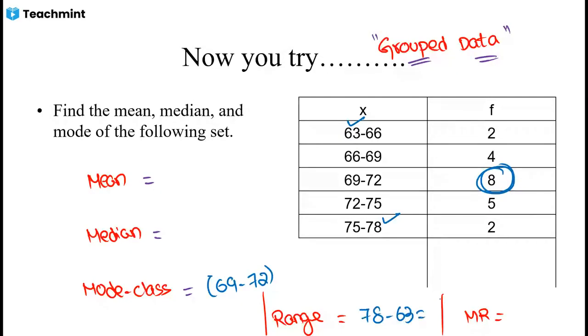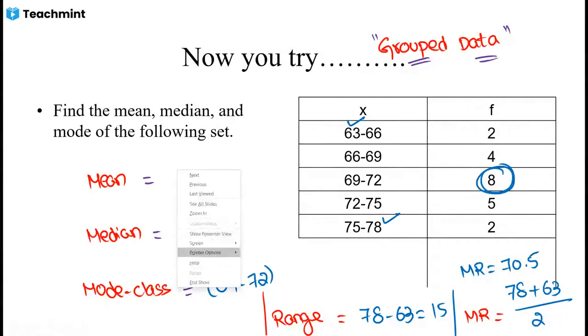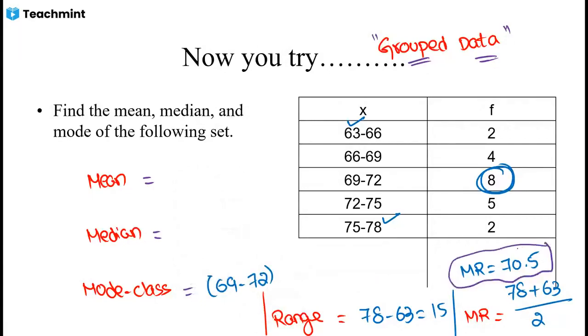Good. Range is 15. Mid-range is adding these two and dividing by 2: 78 plus 63 divided by 2. That's 141 divided by 2, so we got mid-range as 70.5. Super. But the important stuff is regarding mean and median, my dear friends. Appreciating your effort, so try the remaining. Mean and median. Kindly solve without using a calculator.